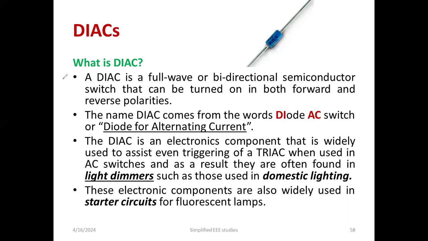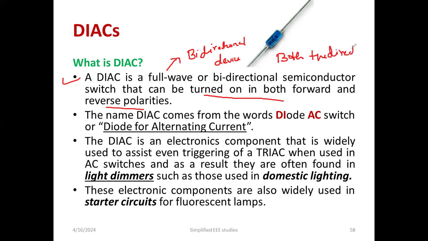So you know that a DIAC is a full wave or bidirectional semiconductor switch that can be turned on in both forward bias and reverse bias condition. I mean forward and reverse polarity. That means it's a bidirectional device. So you can turn on DIAC in both directions. It will work in the forward direction as well as the reverse direction. So we call it a bidirectional device or bidirectional switch.